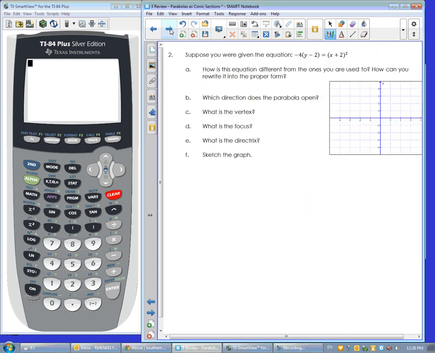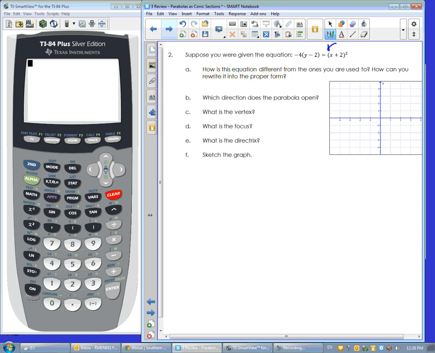In number 2, it says, suppose you were given the equation -4 times the quantity y minus 2 is equal to the quantity x plus 2 squared. You need to be very careful with this form of the equation, because we're used to having the coefficient on the side of the equation where x is squared, or where y is squared. When the -4, or a coefficient, is on the other side, you've got to remember that it's a different form of the equation.